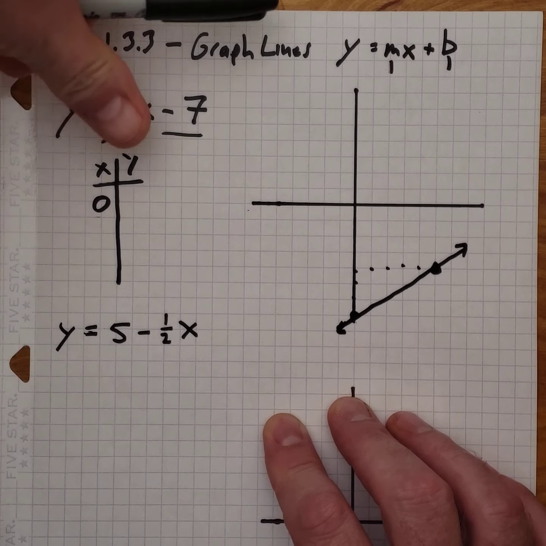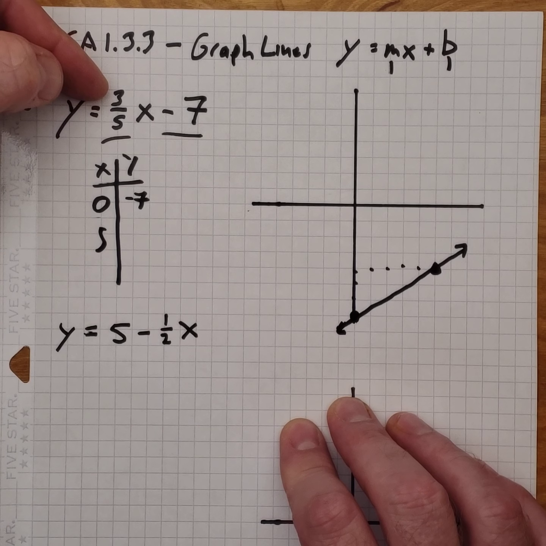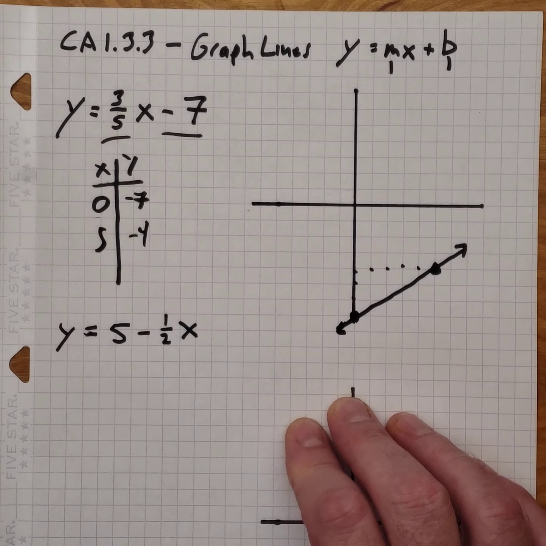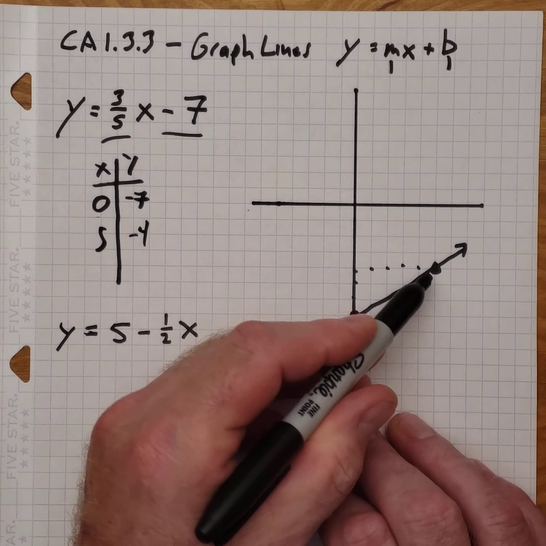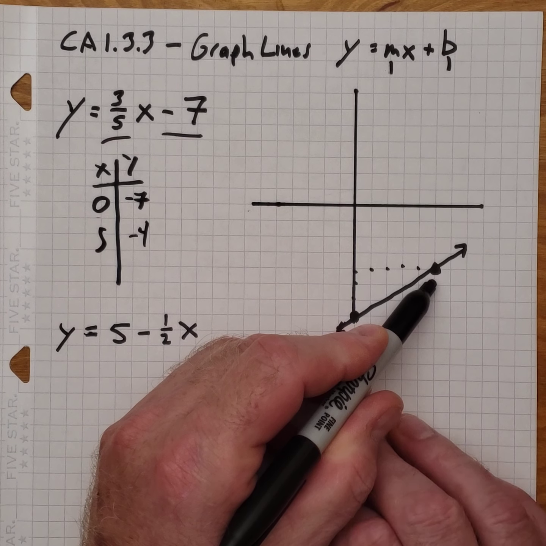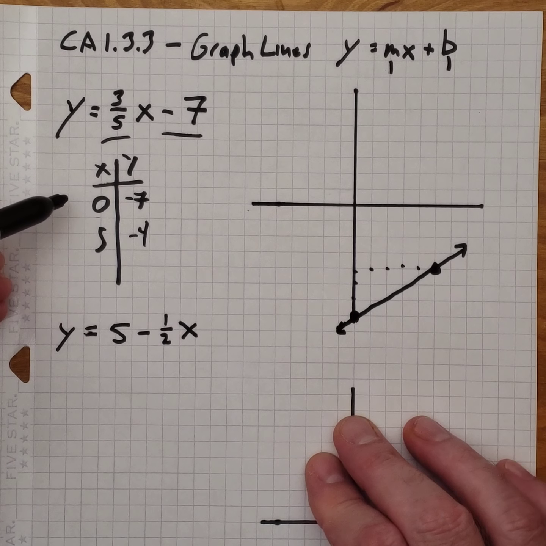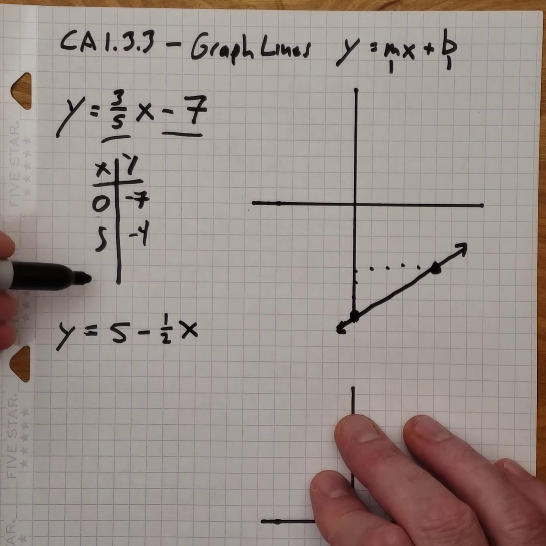Boom. The next number we would have put in would be the number in the denominator there. We would have put a 5 in. And when we multiplied 5 times 3/5, we'd cancel out the 5s, and we get 3 minus 7, which is -4. And no surprise, this is the point (5, -4). So by using the intercept and the slope, we end up with exactly the same points we would have had if we'd done the table. We just don't have to do the work to get those points.